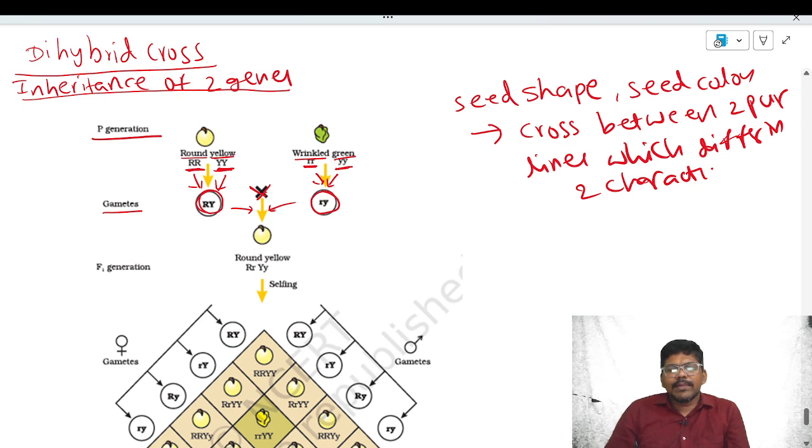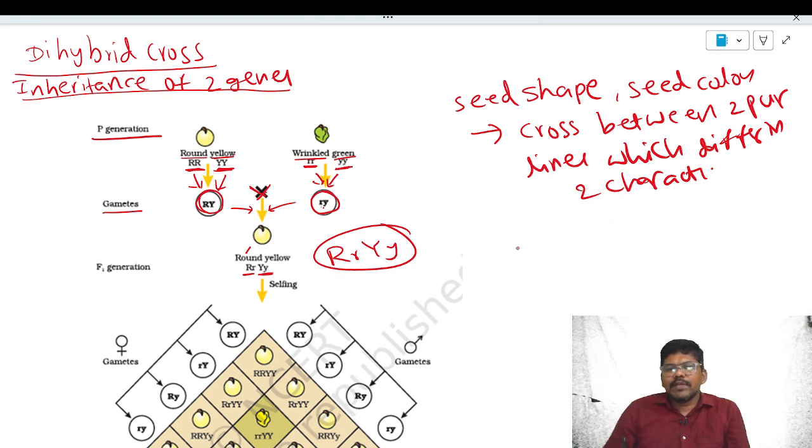Here, one capital R from one gamete and one small r from another gamete lead to a heterozygous genotype for seed shape, and one capital Y from one gamete and one small y from another gamete lead to heterozygous dominant for seed color. That is capital R, small r, capital Y, small y. This is the heterozygous dominant genotype for both characters.